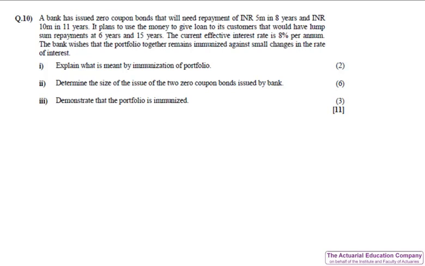Okay, let's take a look at our liabilities first of all. So we have payments of 5 million at time 8 and 10 million at time 11. So the present value of those liabilities is 5v^8 plus 10v^11. Calculating this up, our 8% gives us the following.